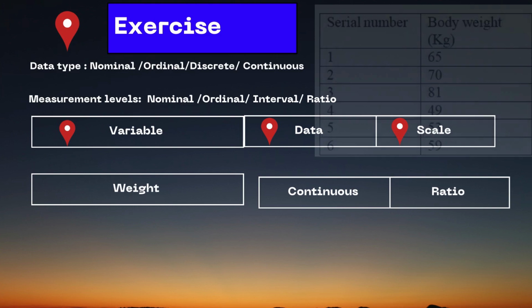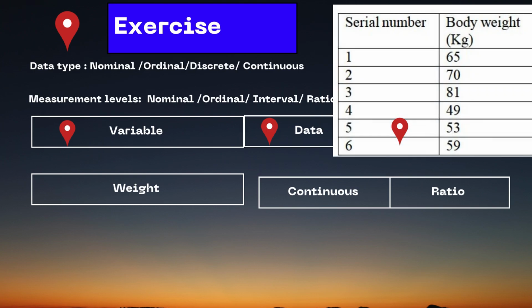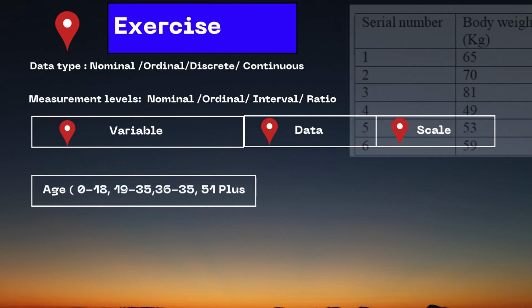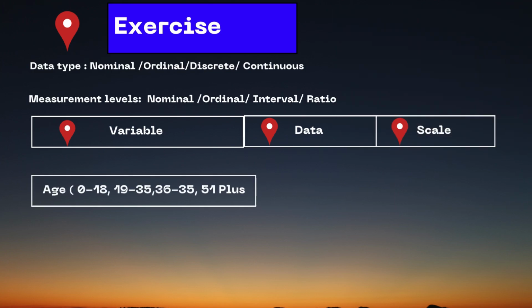While we often record continuous variables, such as weight, in whole numbers, for example, 70 kilograms, 50 kilograms, for simplicity, this does not mean the variable is discrete. By default, weight is a continuous variable because it can theoretically take on any value within a given range, including fractions and decimals. Our second question is age, which is recorded in categories as you can see on the screen.